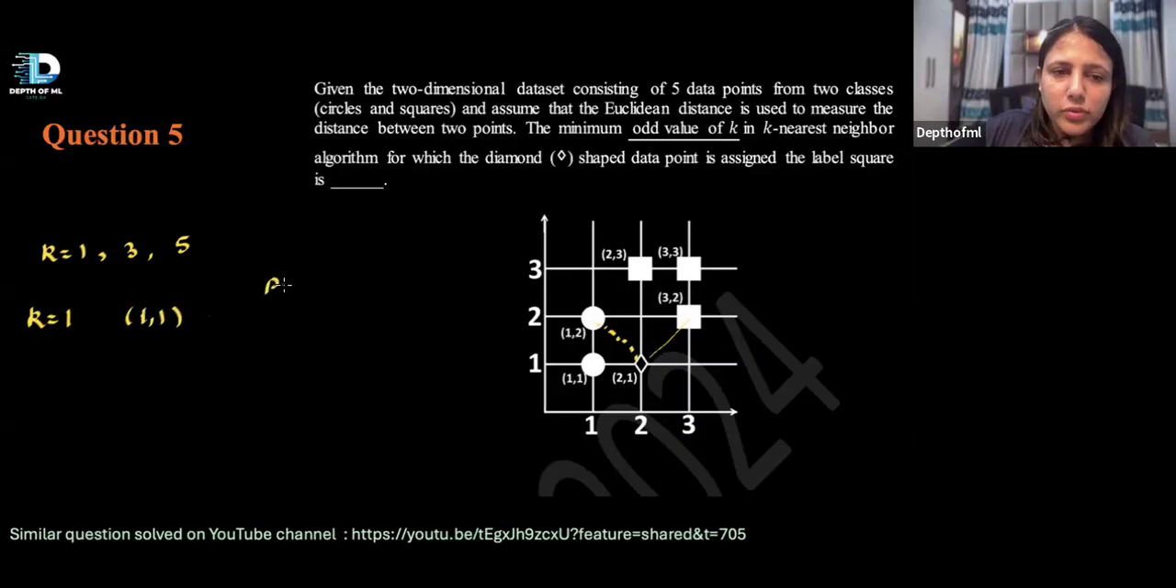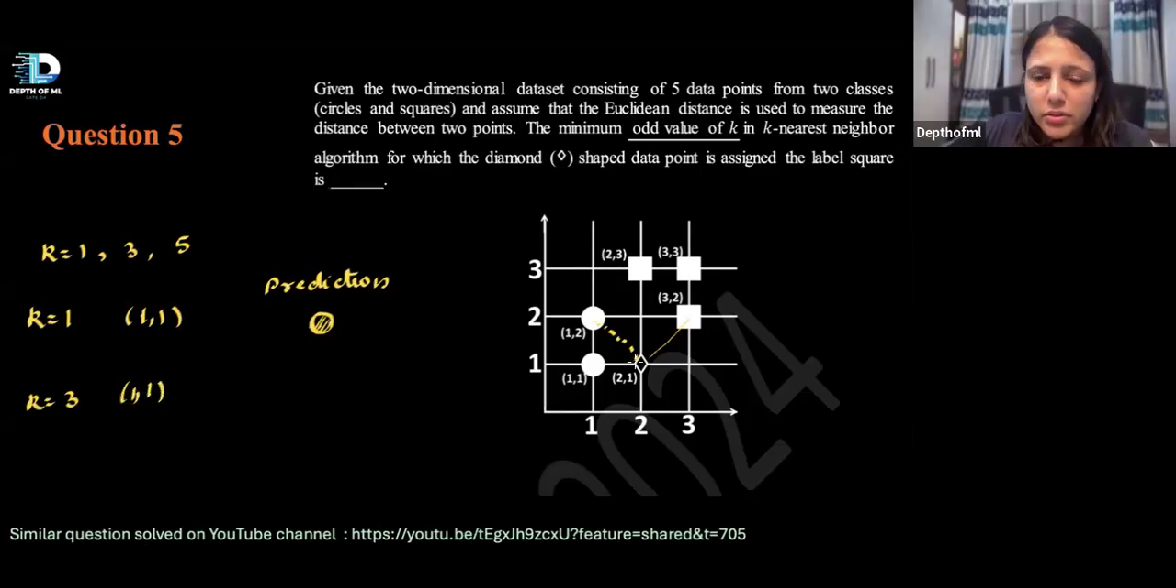So prediction value will be circle. Okay, so definitely k is equal to 1 is not our answer. Let's do it for k is equal to 3. So for k is equal to 3, what will happen? We'll obviously have 1, 1 as our nearest neighbor. And what will be the nearest neighbors here?